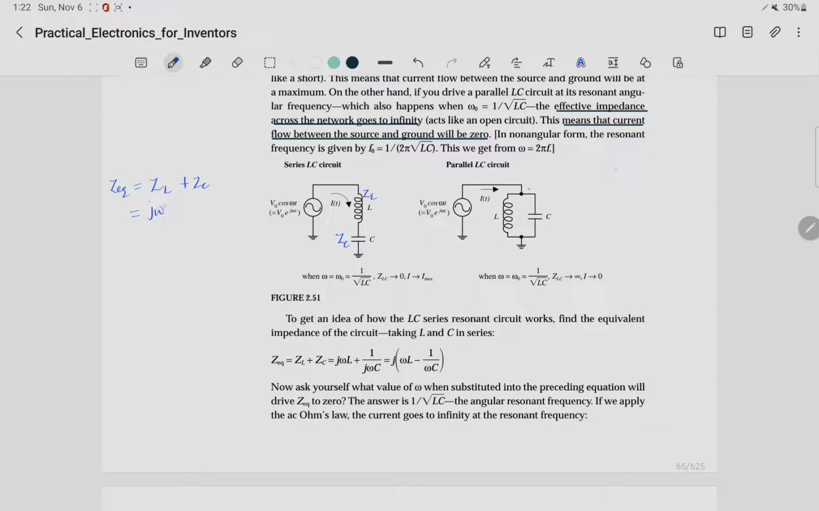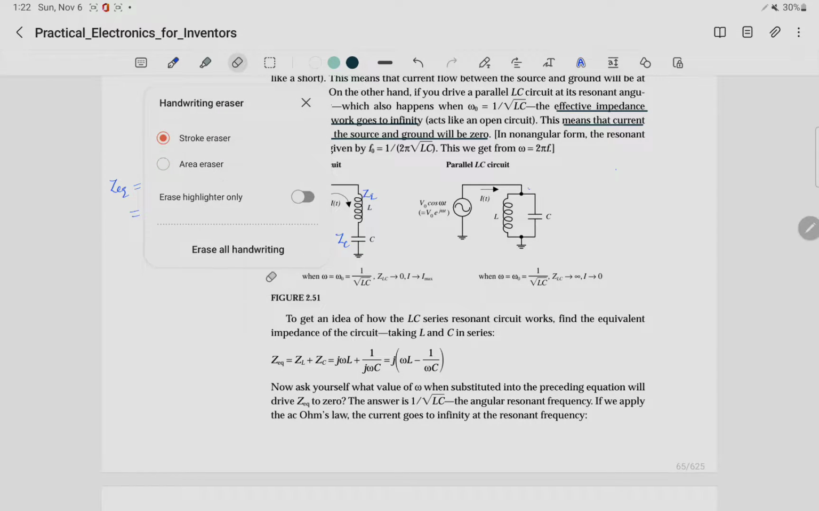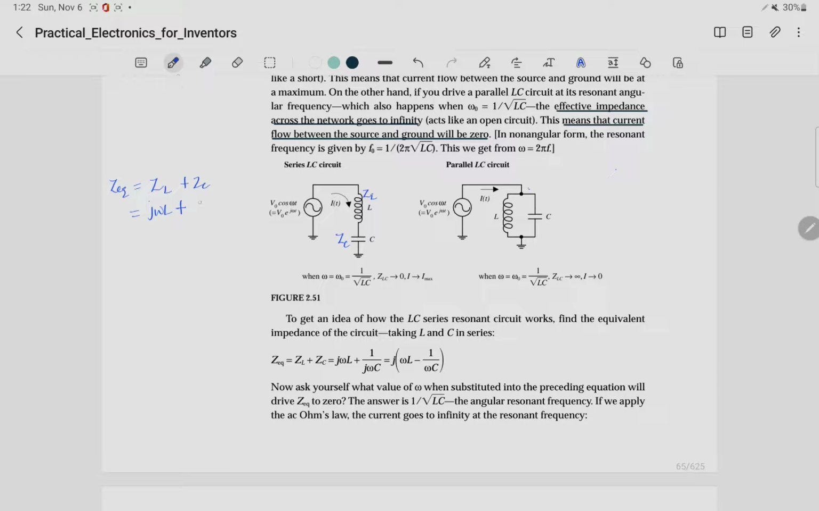We know that ZL is equal to j omega L, plus the capacitor impedance, which is 1 over j omega C. That's the impedance of a capacitor. So this is minus j over omega C, so you can pull out j, and Z equivalent equals j times (omega L minus 1 over omega C). So that's the equivalent. So what value of omega, the angular frequency, makes this zero?